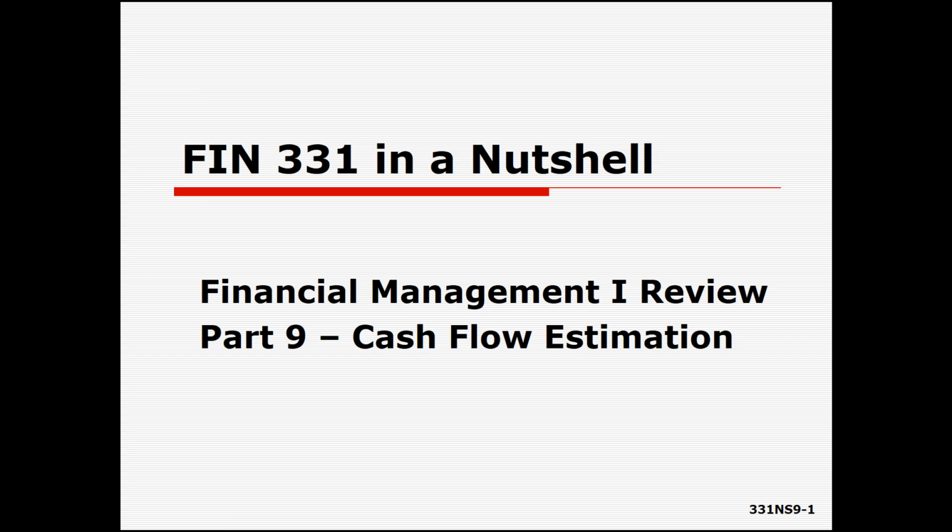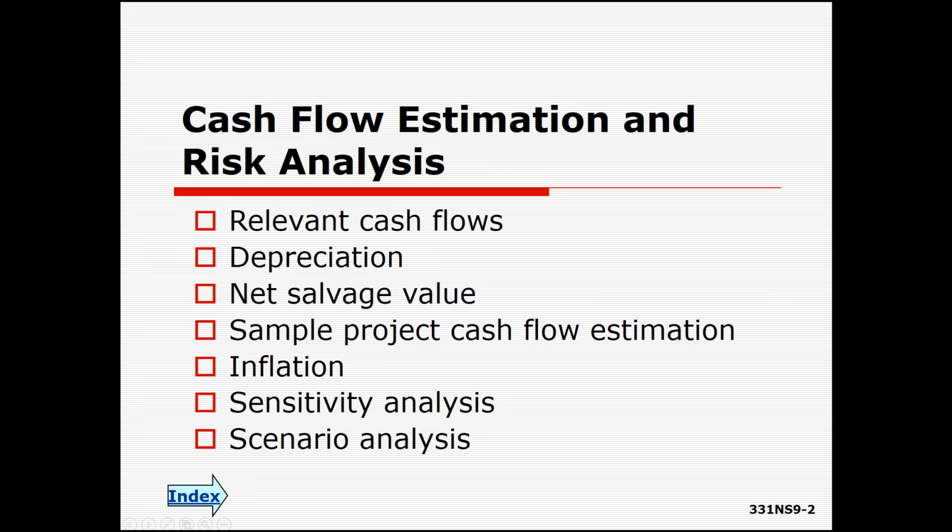Part 9 completes our review of Finance 331 in a nutshell, bringing it all together to see how to evaluate a project and decide go or no go: which cash flows are relevant for our analysis, how to handle depreciation, which is non-cash but relevant due to the impact on taxes and net income, and how to handle salvage values. Then we'll go over a sample project analysis. And our closing topics include how to incorporate inflation in your analysis and two types of risk analysis, sensitivity and scenario.